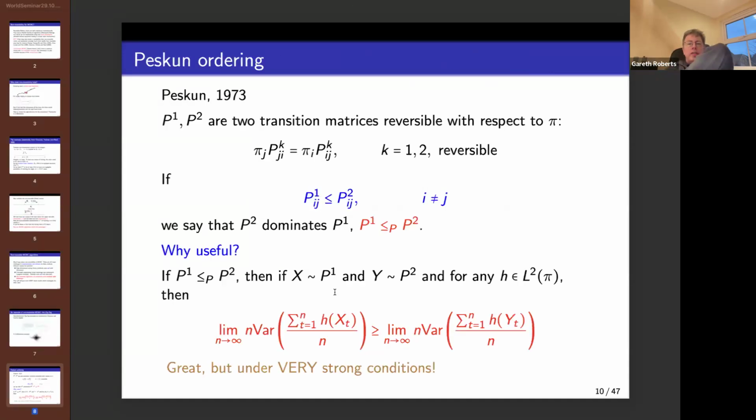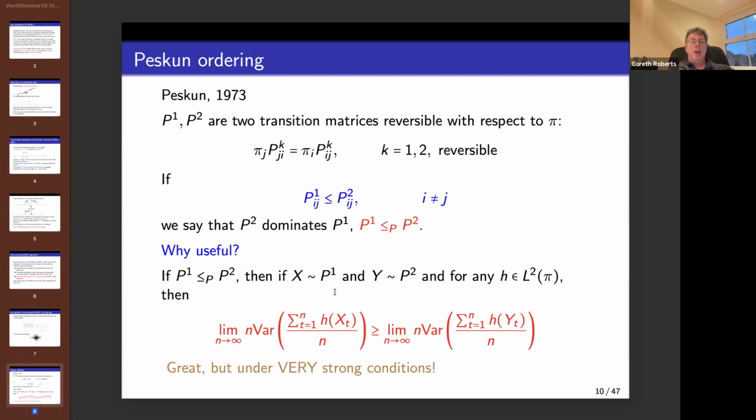Okay, and now I'm going to go in a slightly strange direction, which is probably not what you'd expect, because those of you that know about Peskun ordering will know that this is a result about reversible Markov chains. And you think, well, why on earth would we want to look at things to do with non-reversibility? Why on earth are we looking at Peskun ordering?